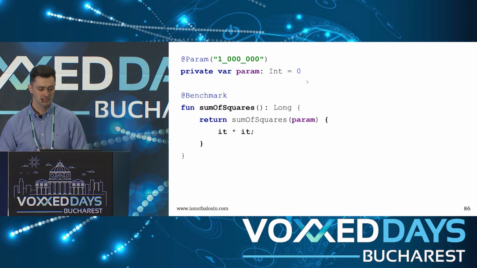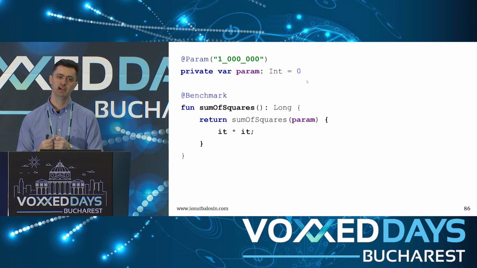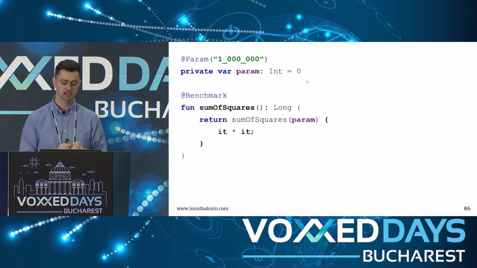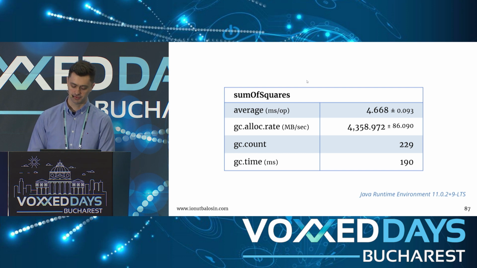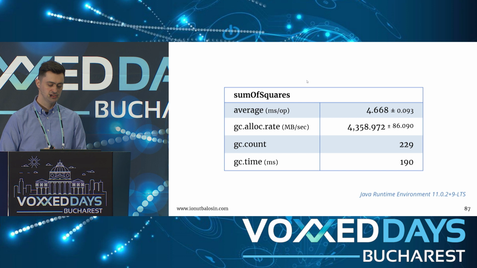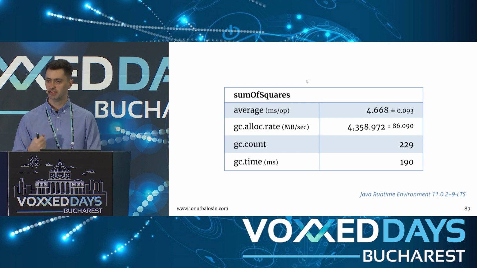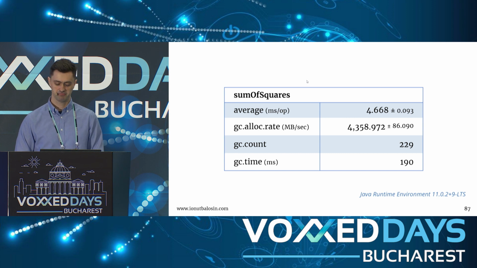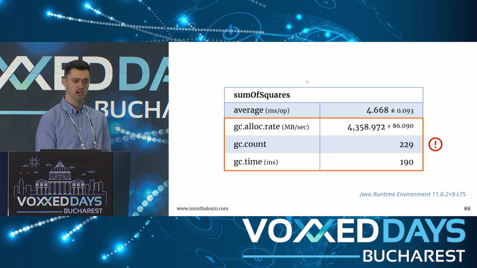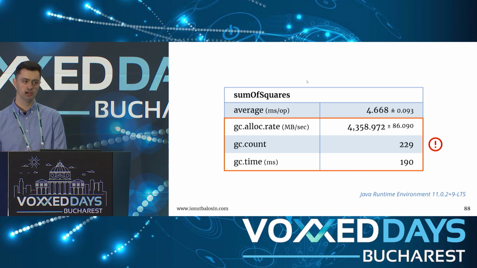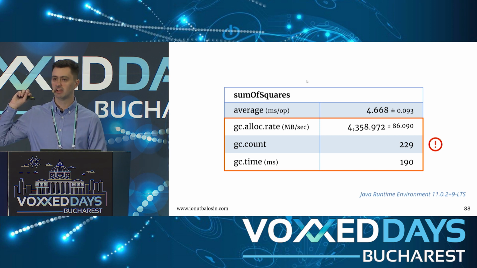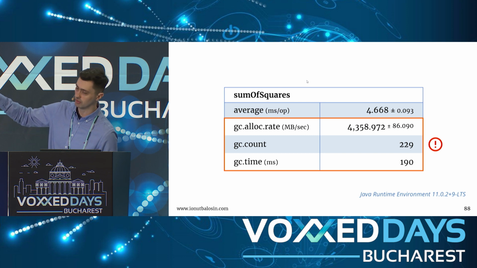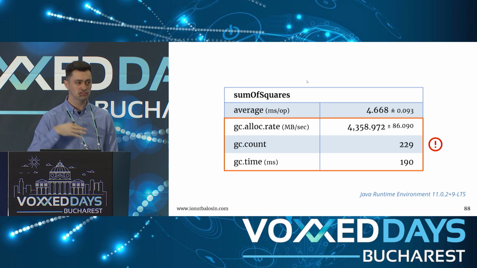Okay, good. Then I took a very short benchmark, where I tried to compute the sum of squares of elements from 1 to 1 million. What are the figures? I measured the average, the allocation rate, the garbage collector count, and the GC time. It looks a bit weird because you don't have any reference. If your colleague gives you such figures, you don't know if they are good or bad. However, there is a bit of a smell, and the smell is the allocation rate and the GC count. It's a bit too much, right?